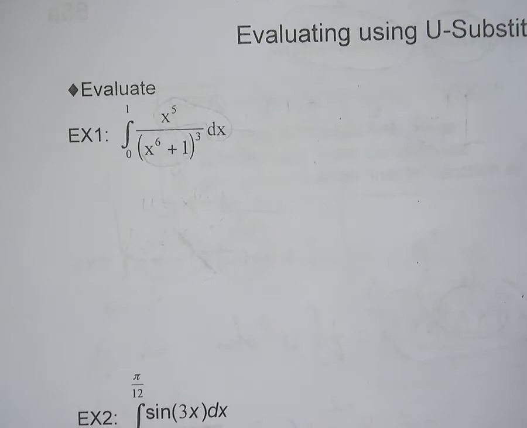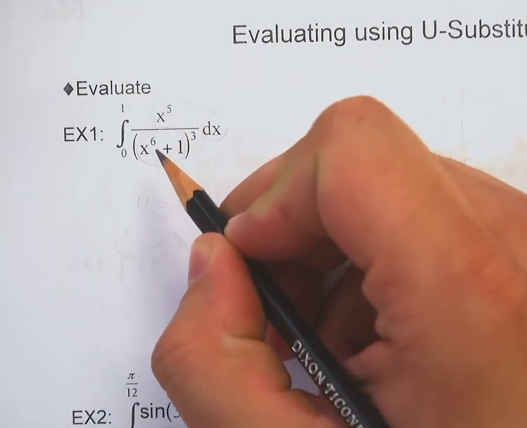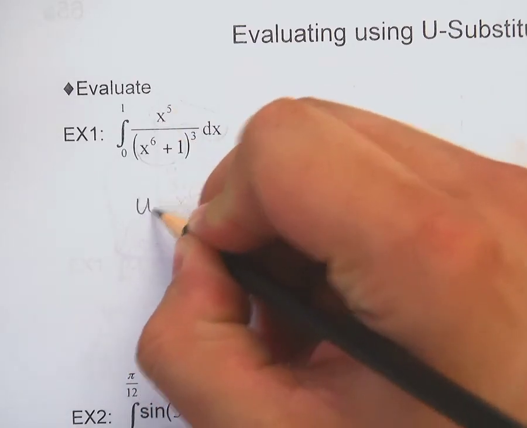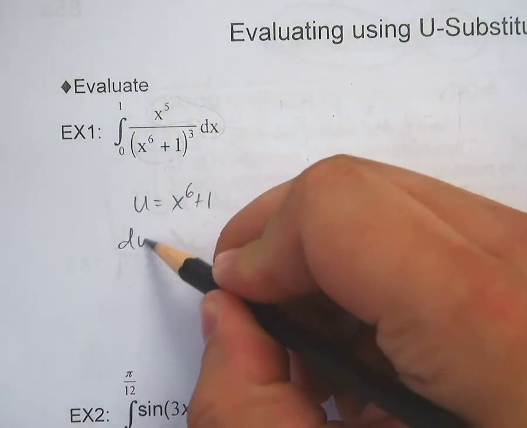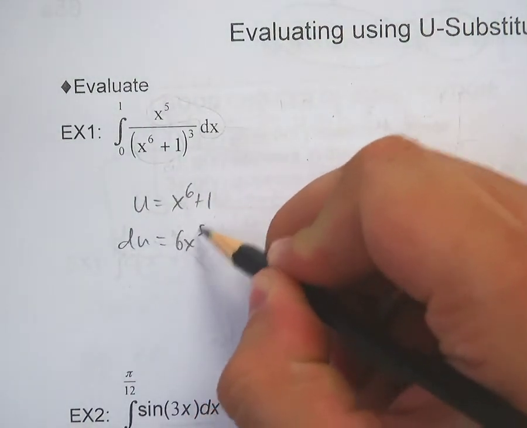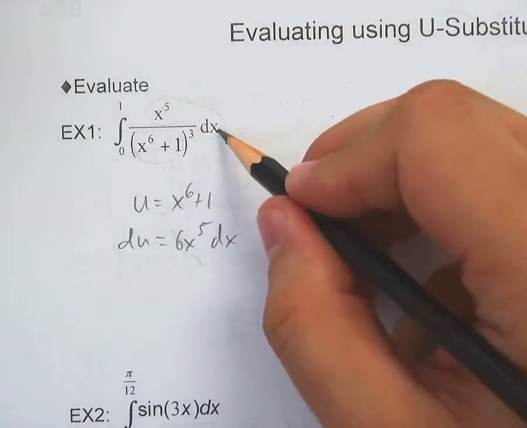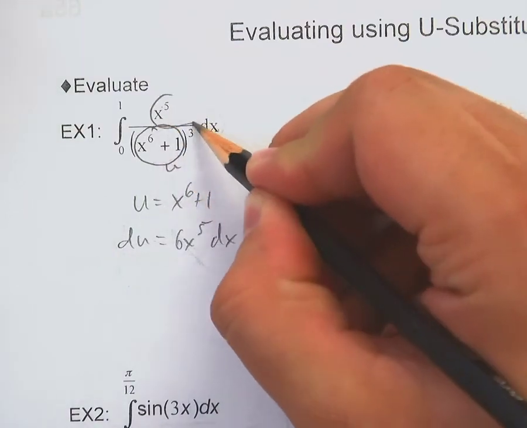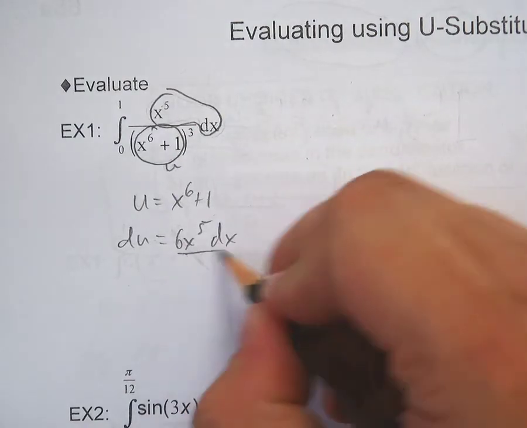There we go. So I've got x to the 5th over x to the 6th plus 1 cubed. So obviously my u is going to be x to the 6th plus 1. du will be 6x to the 5th dx. And I've got x to the 5th and dx here. Here's my u. X to the 5th and dx I've got, but I don't need this 6, so I'm going to get rid of that.